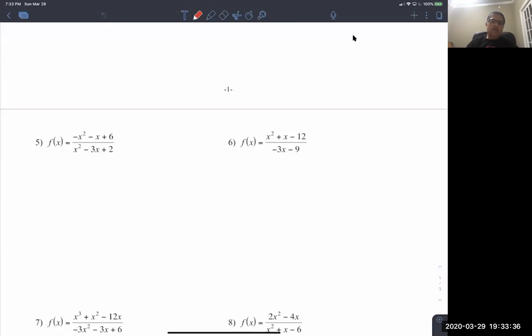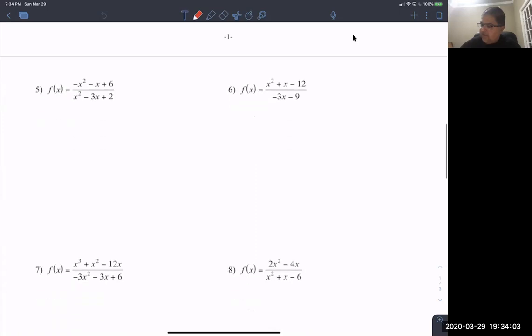Okay, now I want to do a couple of examples where we list out all these characteristics of the rational function, the ones that you're going to be required to do on the test. This comes from the practice problems packet, the practice problems part 2 in your practice problem set. So let's look at number 5. We're going to list all the discontinuities, the domains, holes, vertical asymptotes, and horizontal asymptotes.